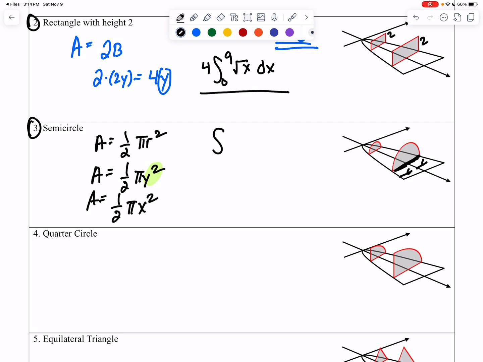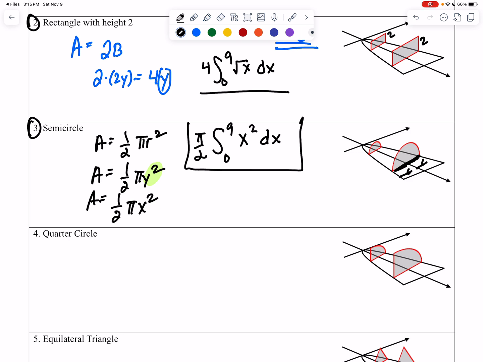So we are going to take the integral from 0 to 9 of x dx, but don't forget about the 1/2 pi, or pi over 2, right here. So that's going to be your setup for number 3, and then you're just going to have to evaluate that.